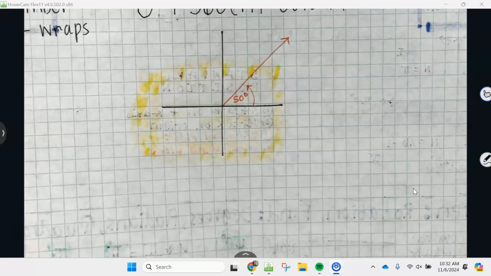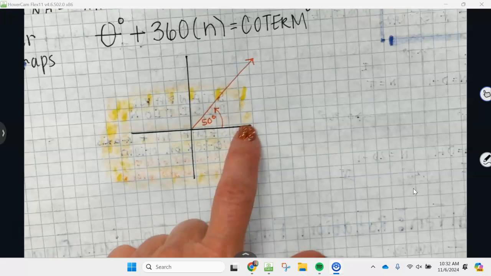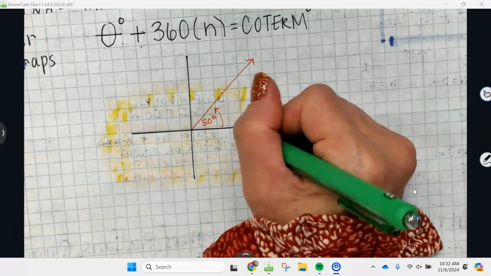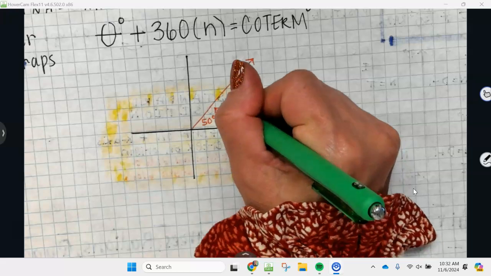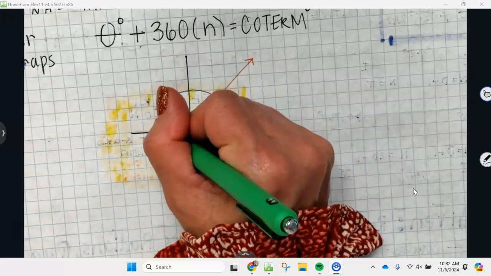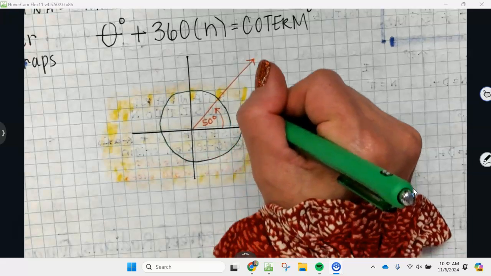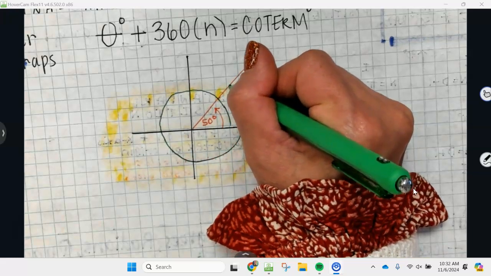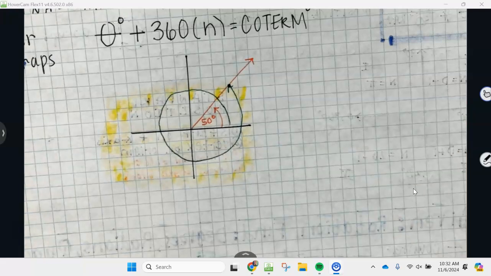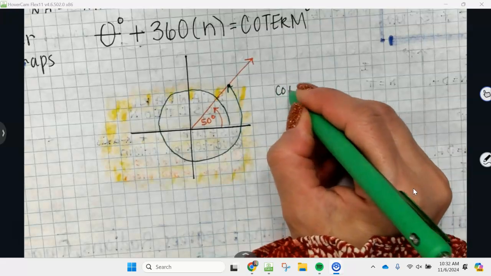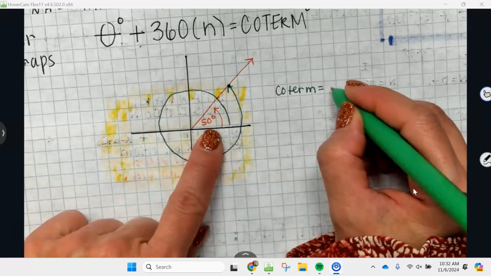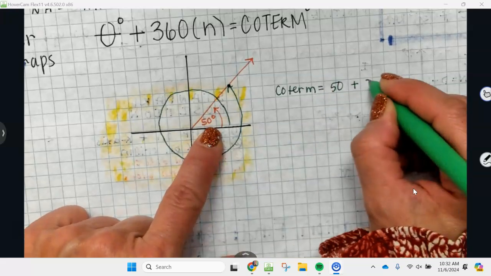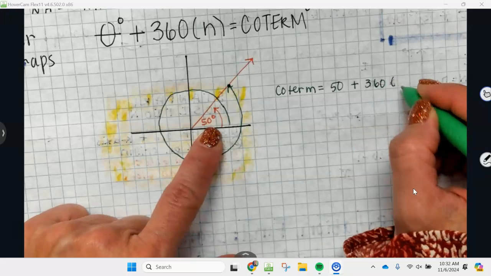Let me show you what a coterminal angle is. It's still going to start on the positive x-axis, but it's going to hit the terminal side, wrap all the way around completely, and then stop on the terminal side. It's going to go past the terminal side one time and then stop on it. That's one wrap. It wrapped around one time. So the coterminal angle is going to equal the existing degrees of 50 plus 360 times the number of wraps. That was just one.